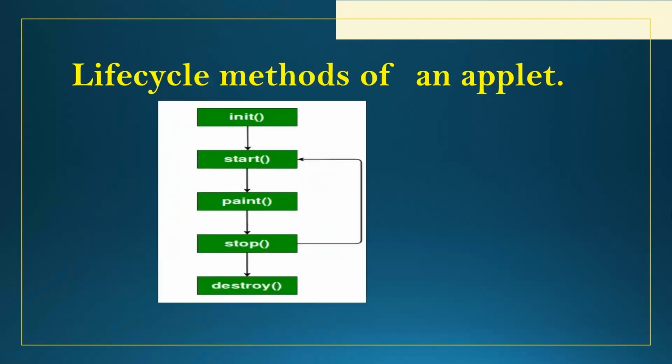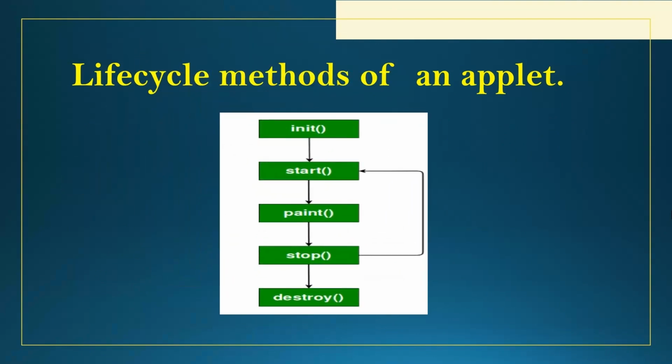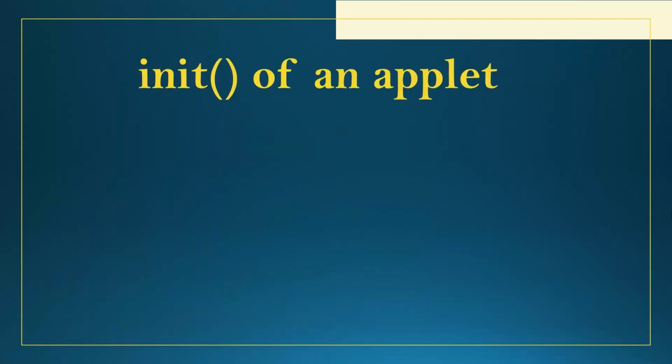Lifecycle methods of an applet. Now we have the init method, followed by the start method, then the paint method, then stop and destroy. Now these are called the lifecycle methods of an applet. We'll see them one by one. Init method of an applet.